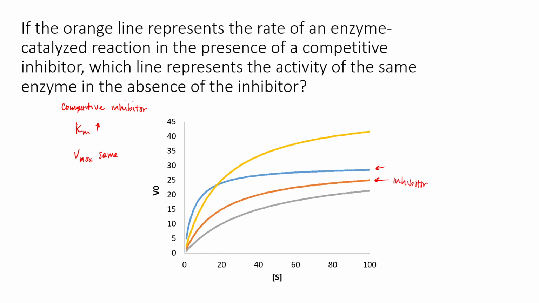And so that's going to be the blue line, right? The blue line is going to have a lower Km, but it's going to be approaching that same Vmax as we saw with the orange line. On the other hand, our yellow line is approaching a much higher Vmax, and so that can't be the right one. And our gray line has a higher Km, so that's going to be something that has an even higher level of that competitive inhibitor as compared to that orange line.